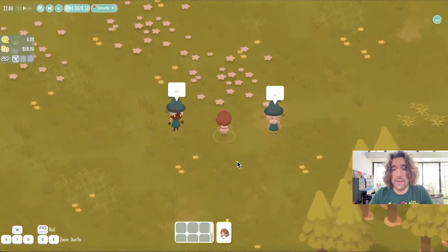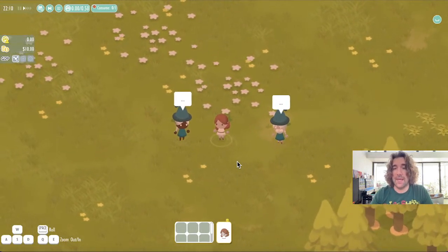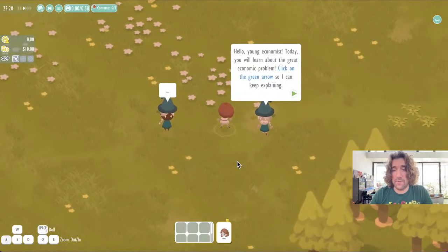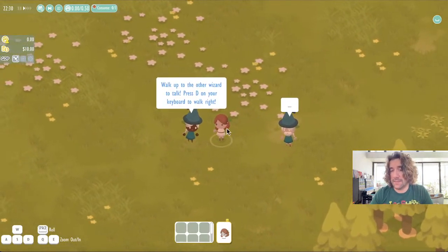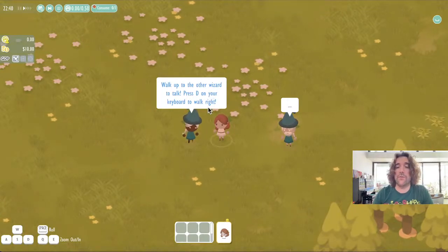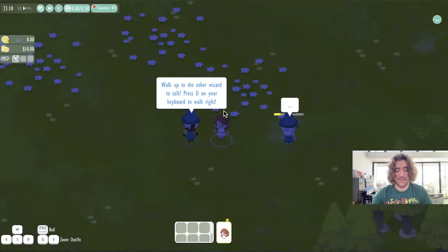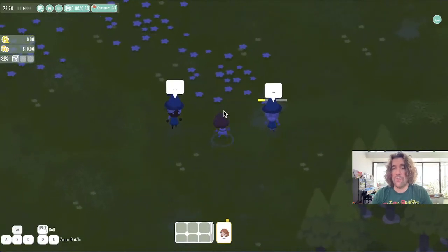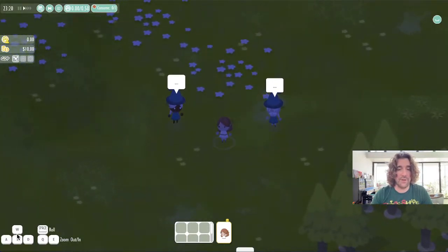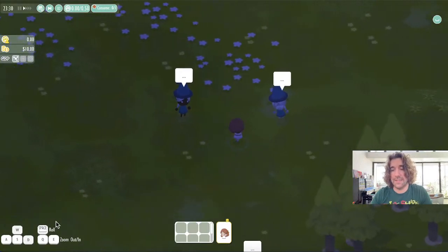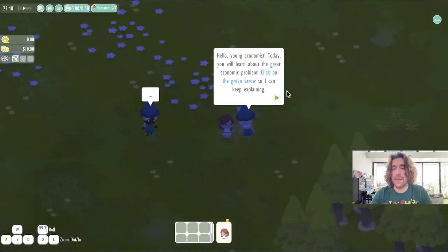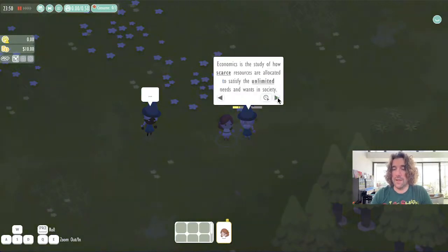The way to play this game is to first approach these tutorials here, these wizards that are going to give you a lot of information on how to play the game. For example, this one is telling me to walk up to the other wizard by pressing D. So it's telling me how to move my character. And you can see at the bottom of the screen here that we're going to use WASD to move my character around. Now I can talk with this wizard that's going to give me even more information about the level.